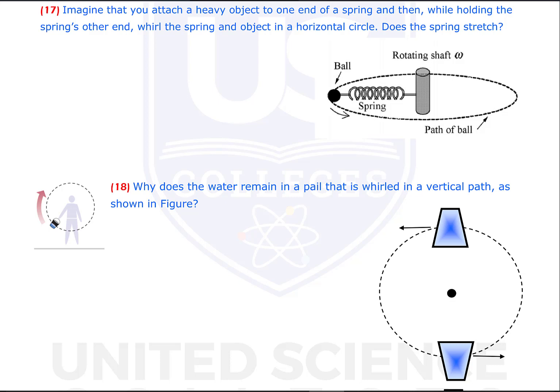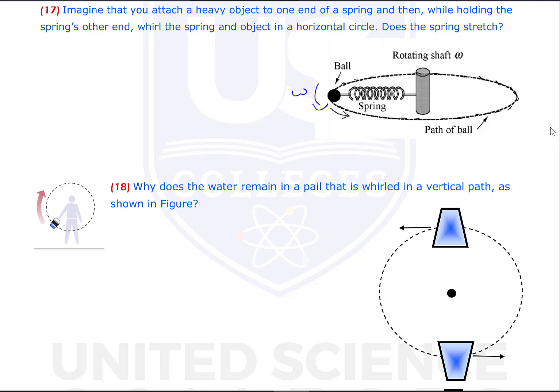Question number 17. Imagine that you attached a heavy object to one end of a spring and then, while holding the spring's other end, whirl the spring and object in a horizontal circle. Does the spring stretch? This is the question. When you whirl the spring, of course, this heavy object will start moving in a circular path together with the spring. But if an object is moving in a circular path, this object needs a centripetal force to keep it on the circle.